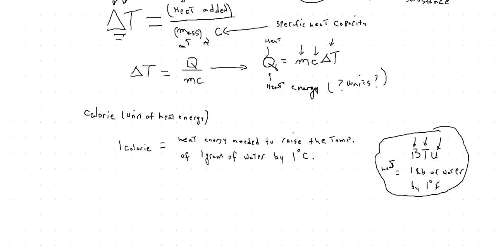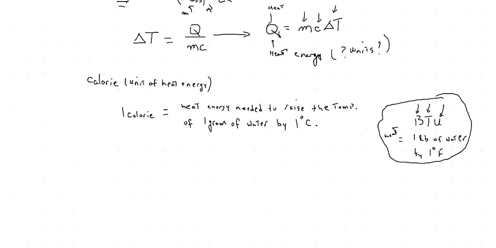Okay, so 1 calorie is the heat energy needed to raise the temperature of 1 gram of water by 1 degree C. Now, suppose I had 1 gram of aluminum, and I'm going to make this number up. Then the specific heat capacity for aluminum would be, say, 0.28 calories per gram per degree C. Now, I don't know what the number is for aluminum. I don't really know. But let me explain.